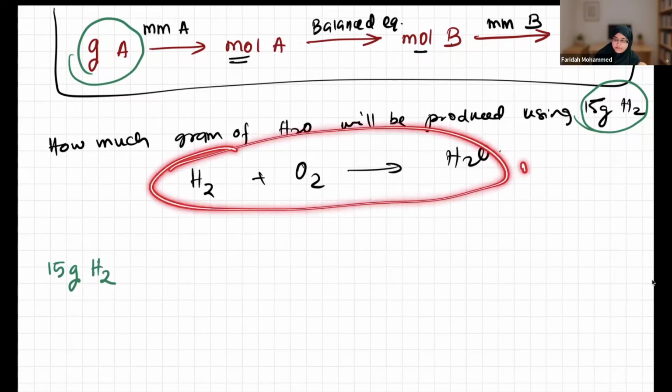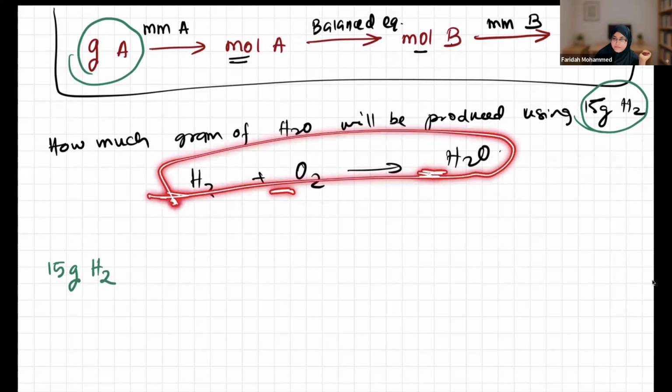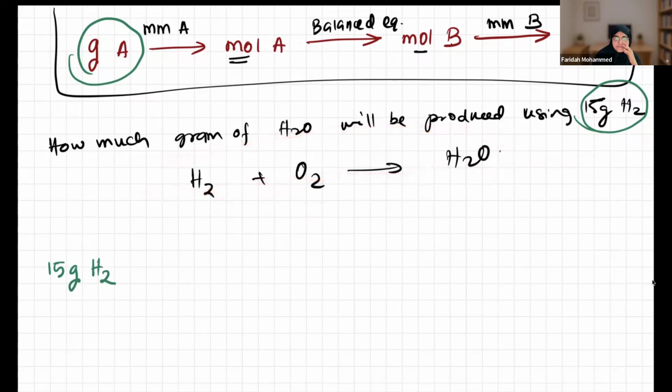This is not balanced. If you see any number in the front, then you can just close your eyes, they're balanced. But if you see they're empty, make sure they are balanced. So go ahead, balance this first.